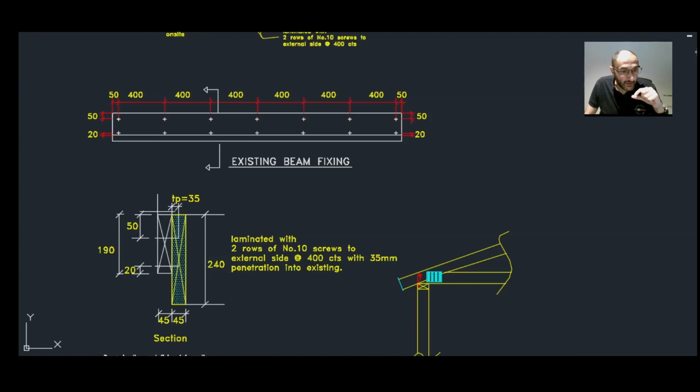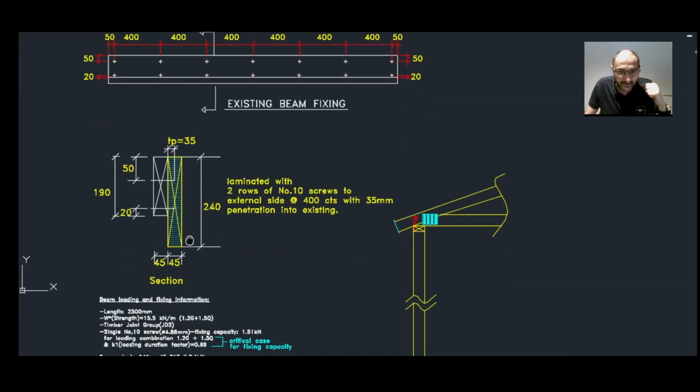I think the minimum edge distance that you need is 5 times the shank diameter, which is 5 times 4.88, and that would be 24.4. But we have 50mm in this case. And the minimum end distance is 10 times the shank diameter, so 10 times 4.88, that'll be 48.8 millimeters. And we have 50mm. So yeah, that's good so far. So we don't have to change anything in that sense.